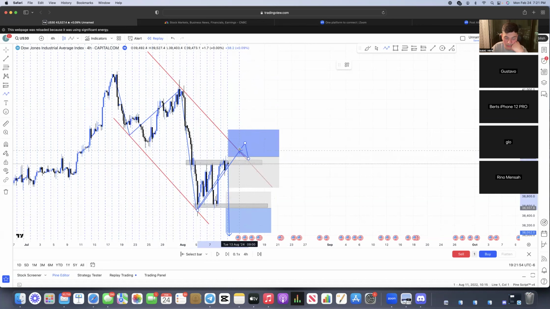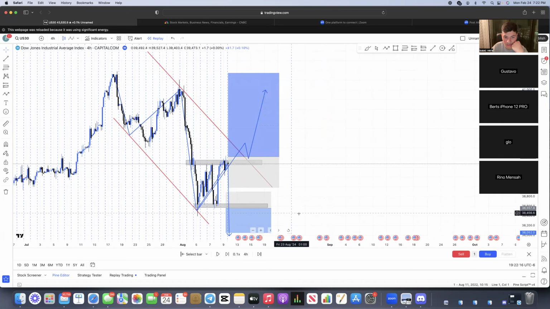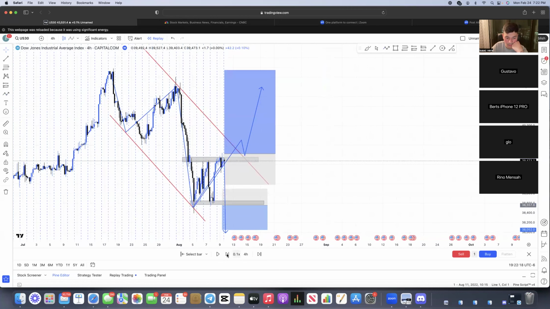Because if we break above this channel and we break above this resistance, that means that we are free to go up to the next previous highs and then create a new high, shifting structure. So I would target these highs. Or actually I can even target these highs right around here. So let's see what the market gives me. I'm gonna go ahead and press it forward.